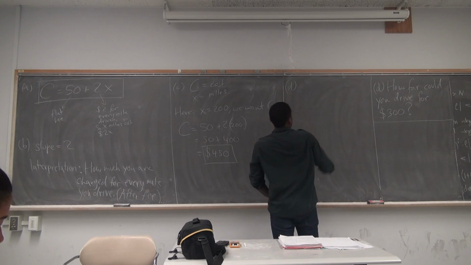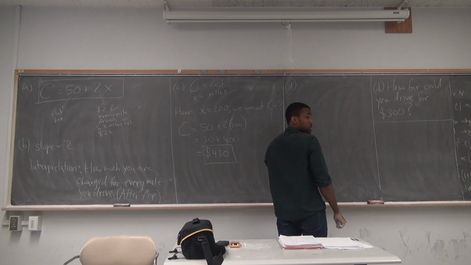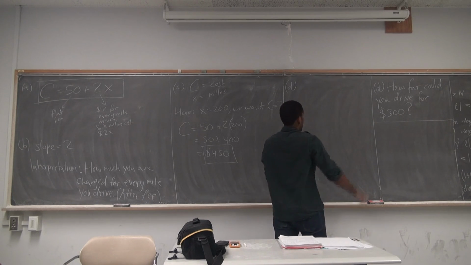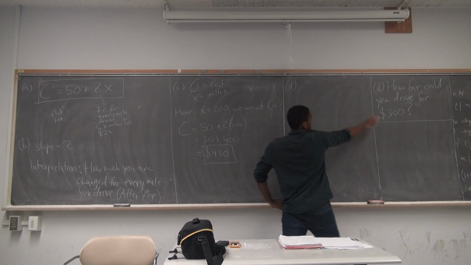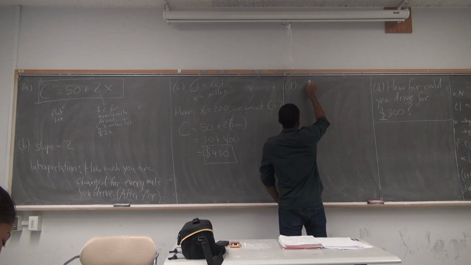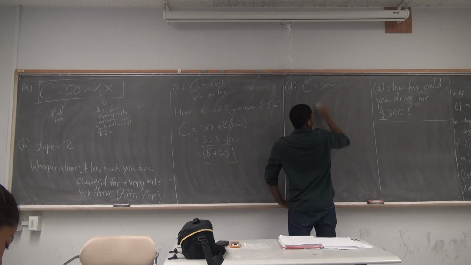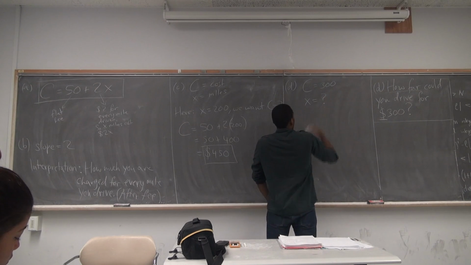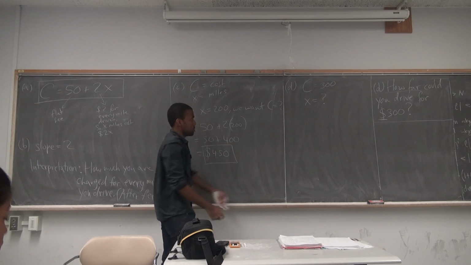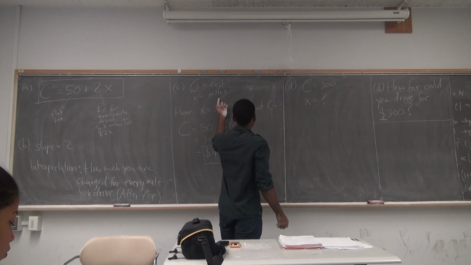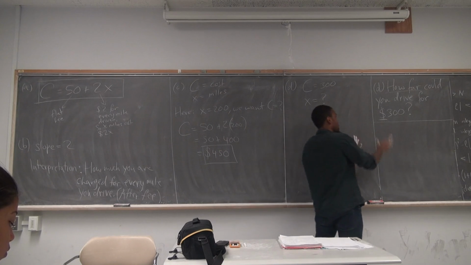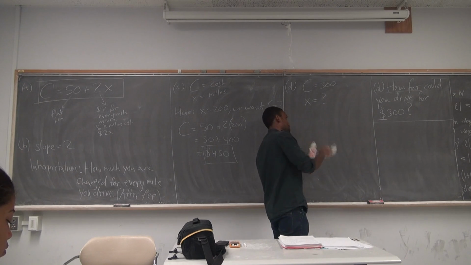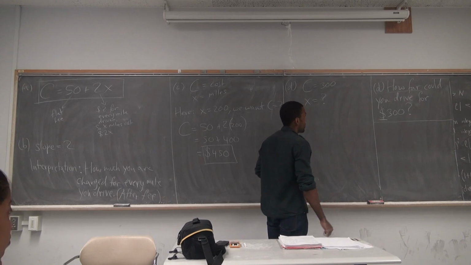D. How far can I get for $300? So in this case, I'm told the cost. So I know that C is equal to 300, and what I want is how far, which is a measure of distance. So X is what I want to find. Before I was told the miles, and I wanted to find the cost. So it's important that you can read and interpret. The problem is simple here, but I want you to practice reading very carefully.